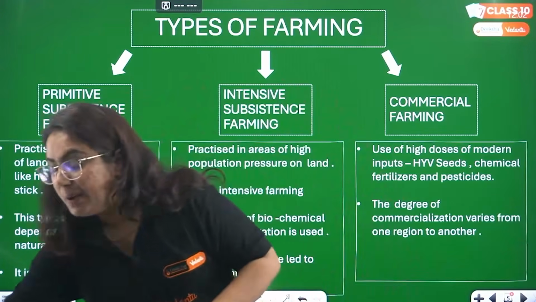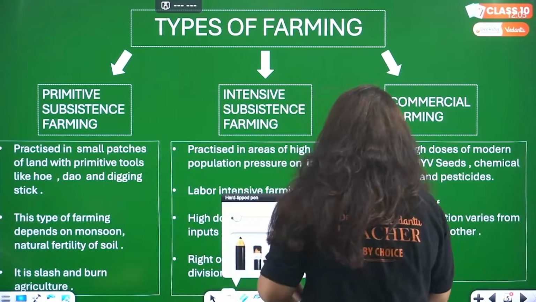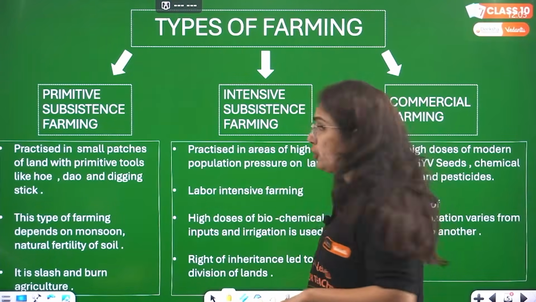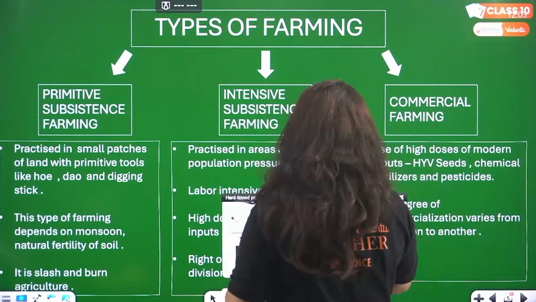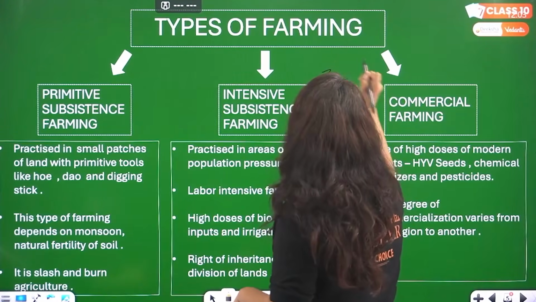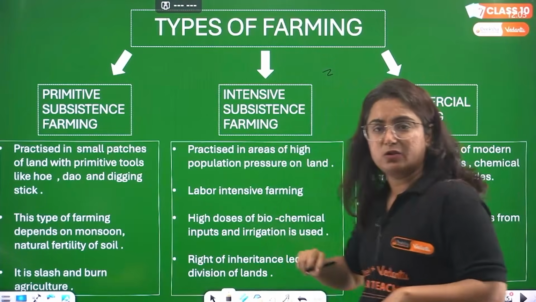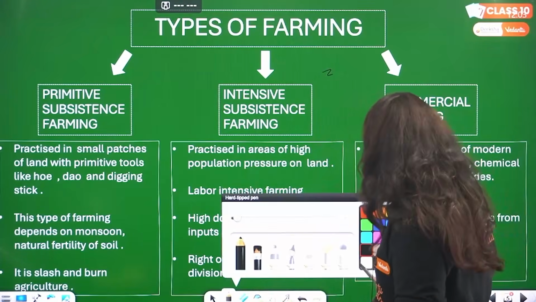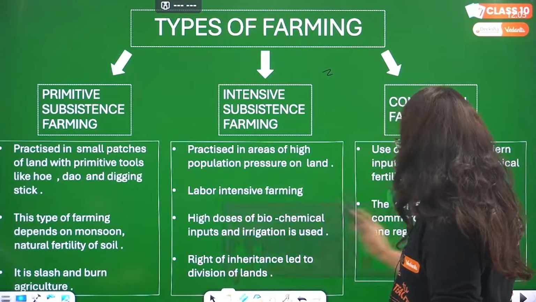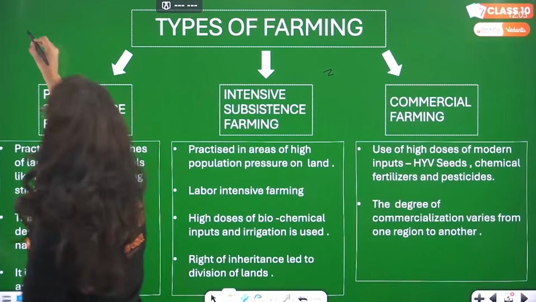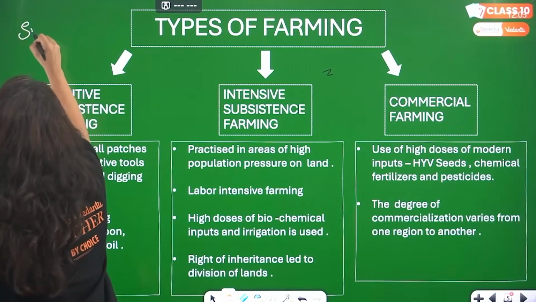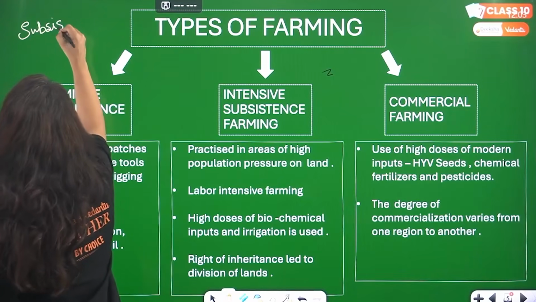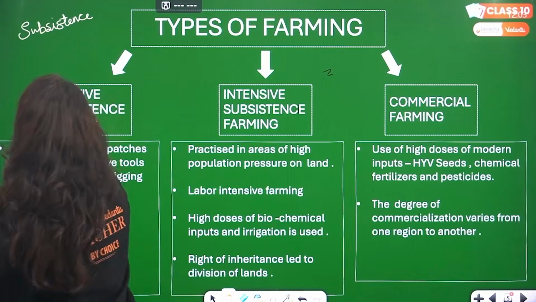What is it, beta? Primitive subsistence farming. Pay attention now, important topics are coming. Okay, I think the black pen is not that visible. Let's use this one. So when I talk about this word, that is subsistence. What is it, beta? Subsistence, right? Here it is two words.